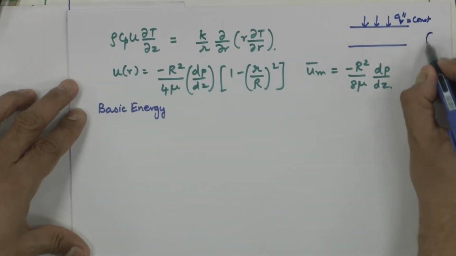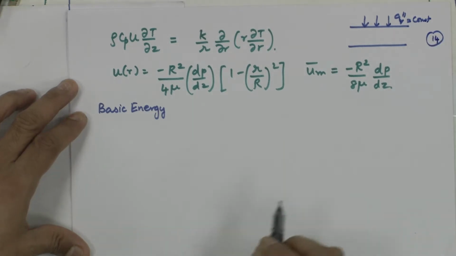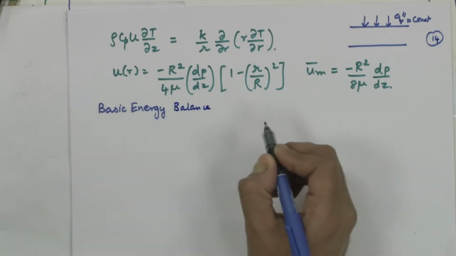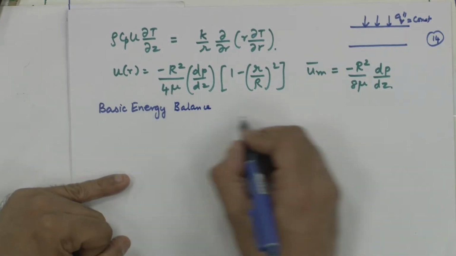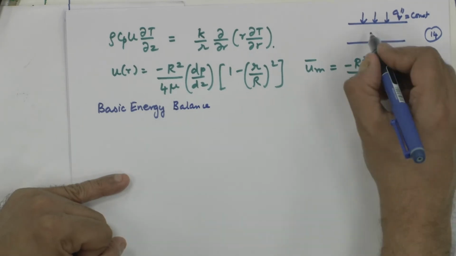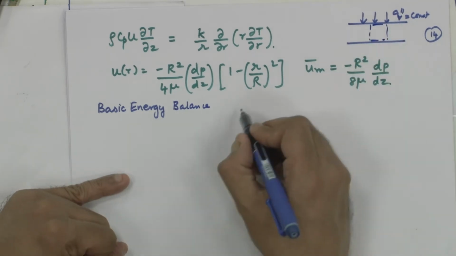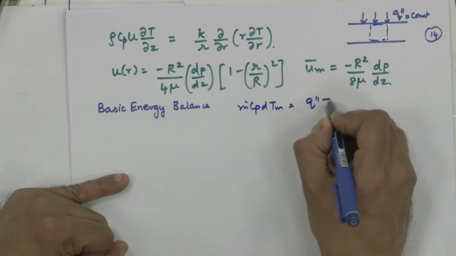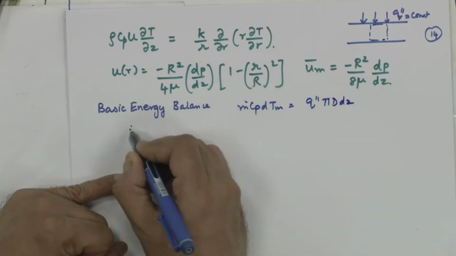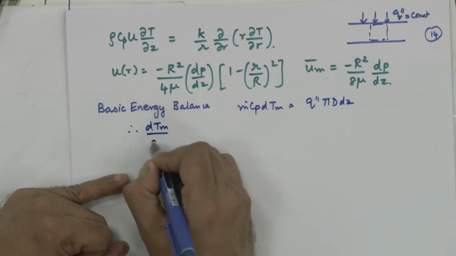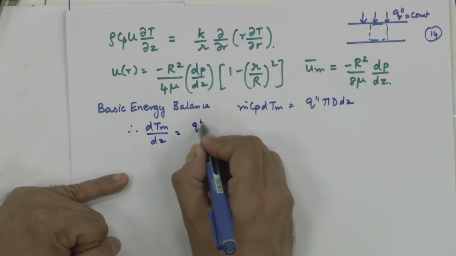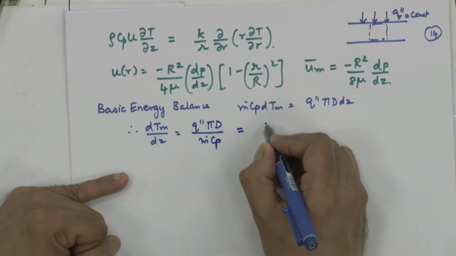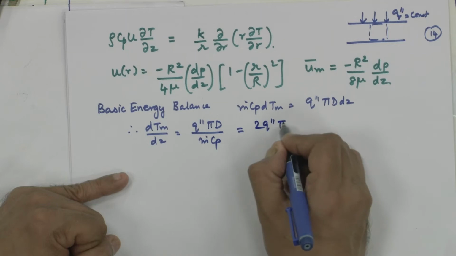This is slide number 14. We had shown from basic energy balance, for a control volume like this, we wrote it as m dot Cp dTm is equal to q double prime pi D dz, and therefore dTm by dz came out to be equal to q double prime pi D by m dot Cp. For a circular pipe, this is q double prime 2 pi R.